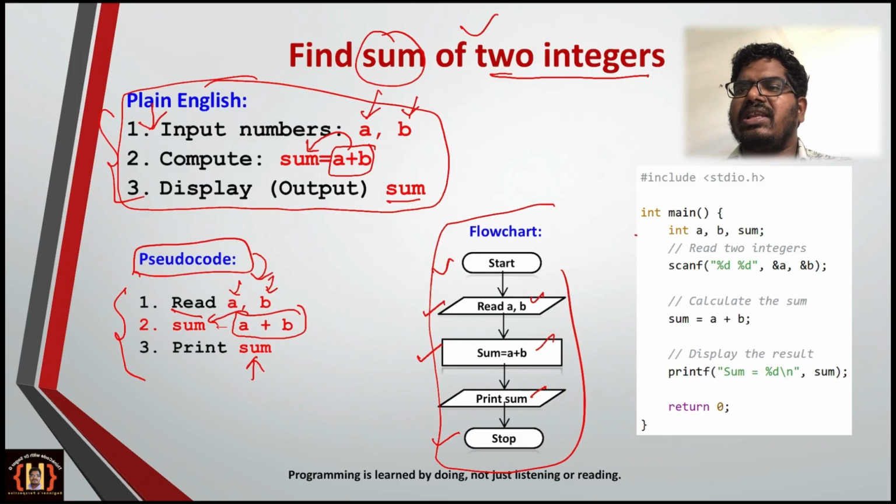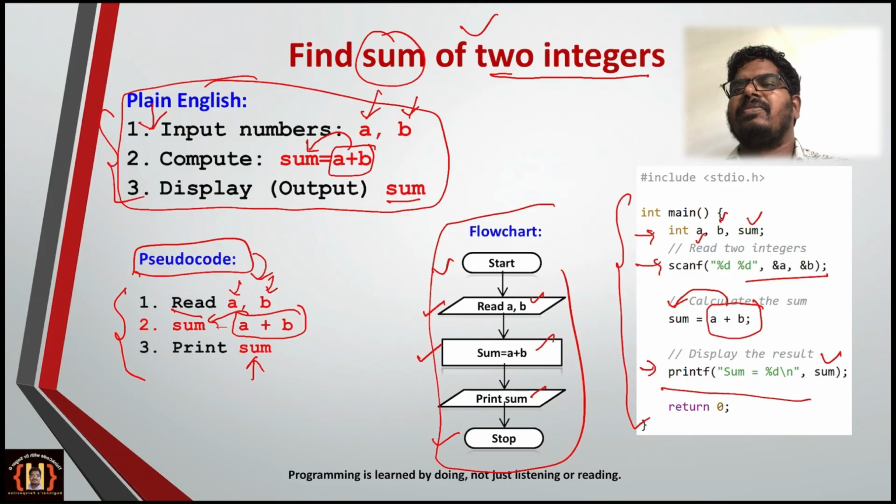There is a declaration area where A, B are declared and sum is also declared. You are reading the input numbers A and B, and you are finding the sum of A, B and storing that into the result sum. And finally, you are printing that sum variable. Don't worry, I'll explain this stuff. We have not yet started programming. Okay, don't worry about all this.